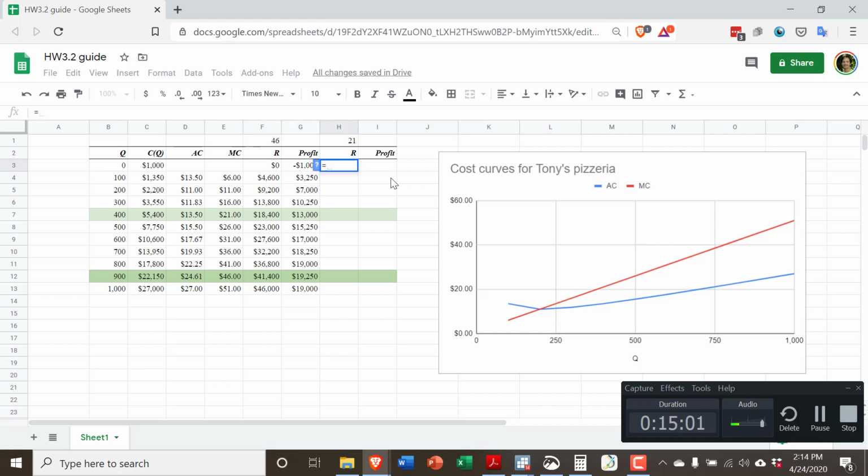Right? What's the revenue going to be? Well, it's going to be $21 now times whatever quantity you have. Again, if you want that to work when you drag it down, you need to tell it that H1, you don't want to change the 1 as you drag down. You want that 1 to stay there. We just want the quantity, right? Here, the purple box to move down as we drag down.